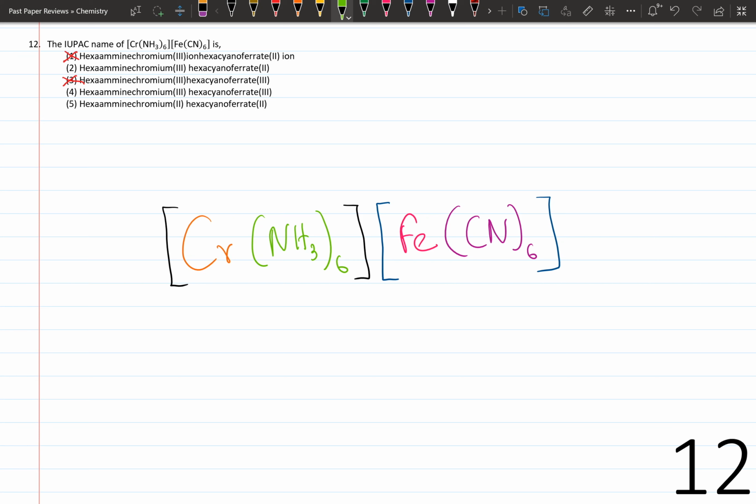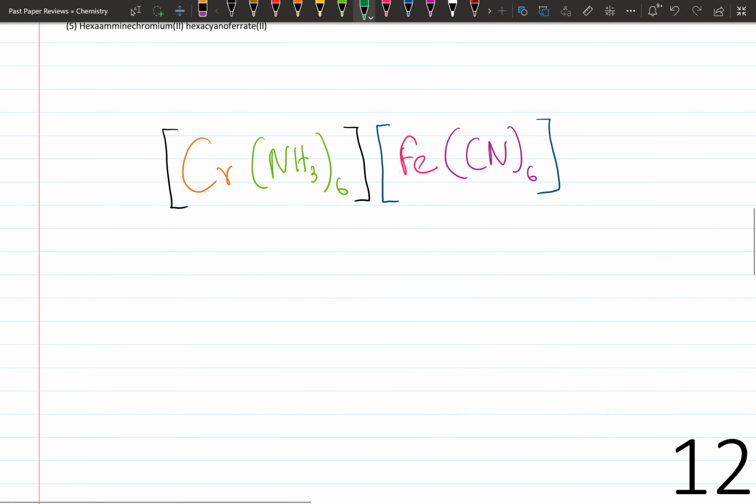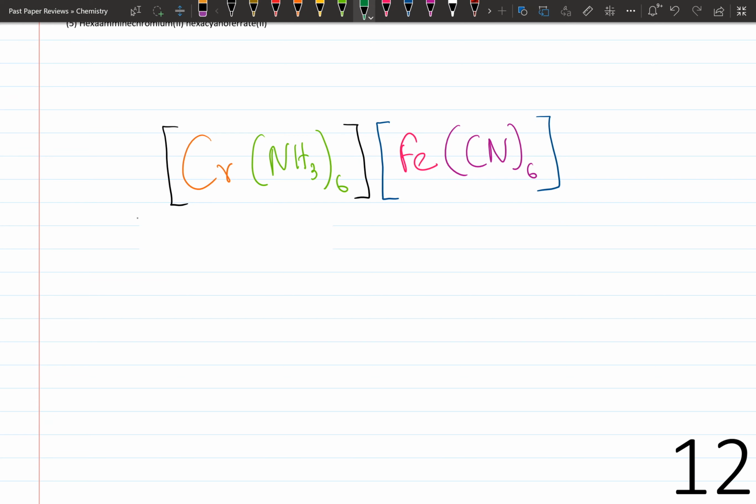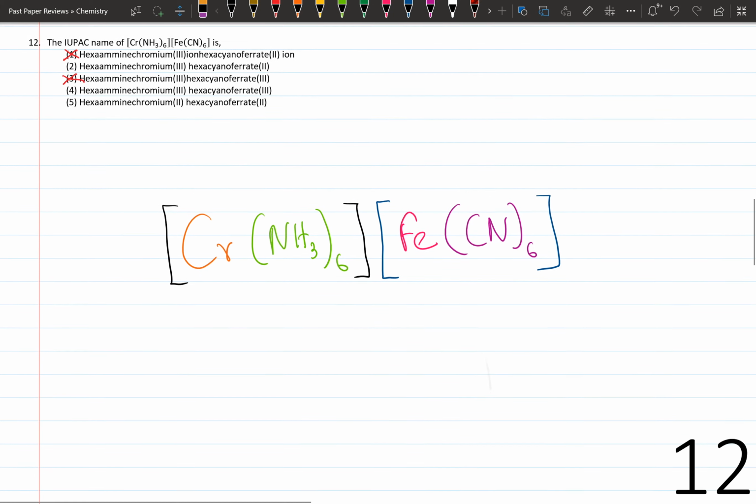According to the given answers, this can be either 2 or 3. So now, if we assume the oxidation state of chromium to be 2, then the total charge of the cation will be 2. As there is only one cation and one anion, the total charge of the anion should be 2 as well. For this to happen, iron should have an oxidation state of +4 to counteract the -6 by the cyano groups. As there are no answers matching this combination, we can safely exclude answer number 5.